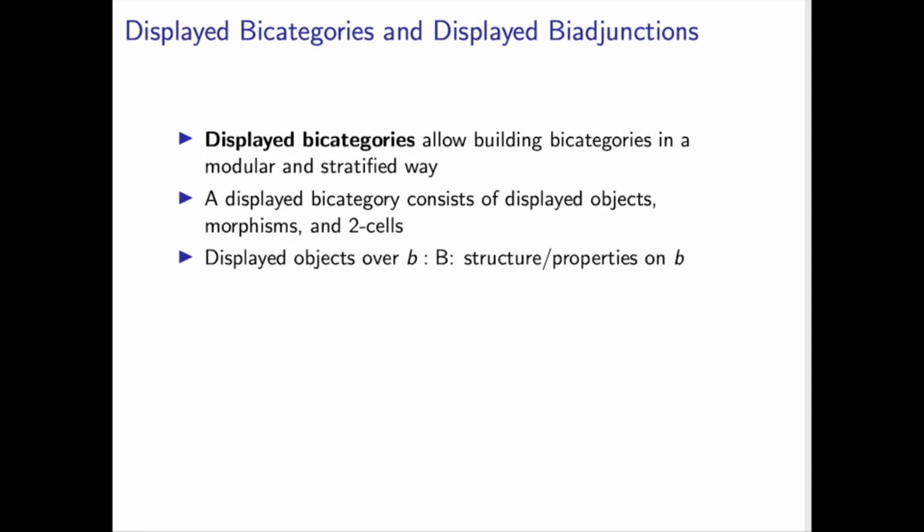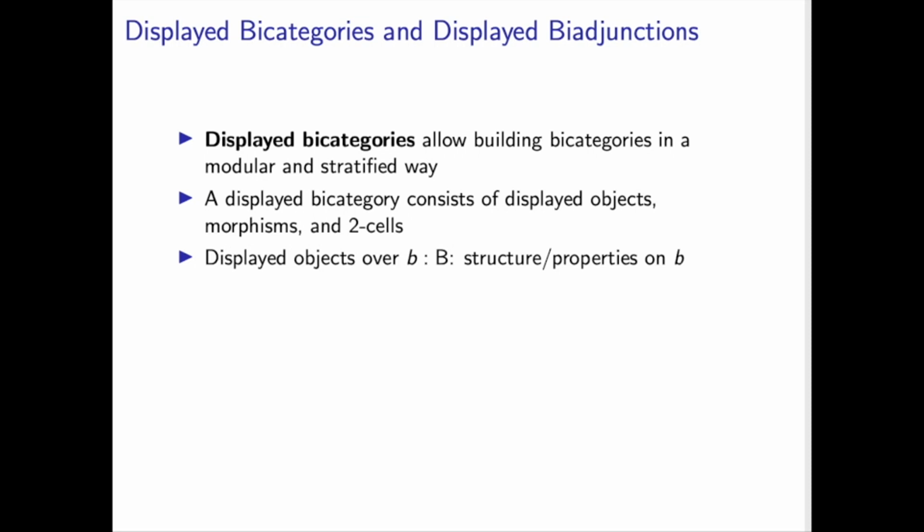A displayed bicategory consists of displayed objects, displayed morphisms, and displayed two-cells. The displayed objects represent structures to be added to an object B. Displayed morphisms represent structures to be added to a morphism, and the displayed two-cells represent the structures to be added to a two-cell. Let me give an example of a displayed bicategory over one types.